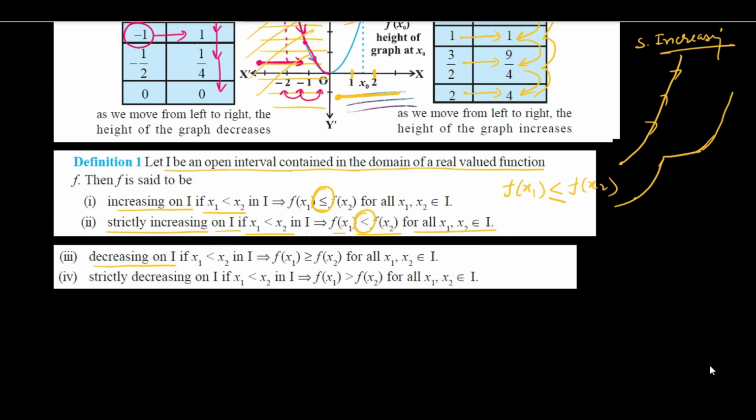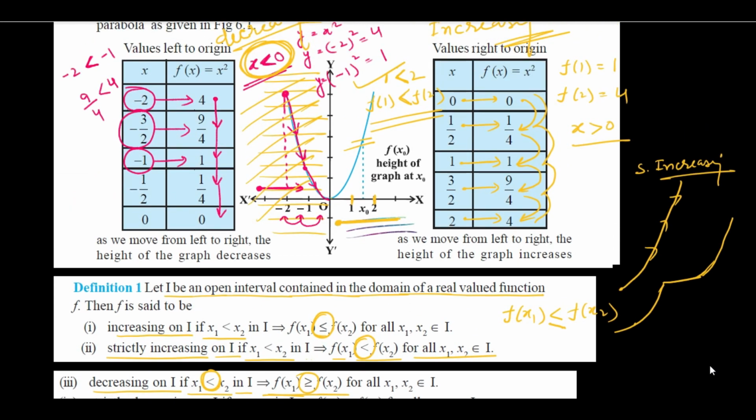Now for the decreasing, x1 is less than x2 in I. This implies that f(x1) is greater than or equal to f(x2). Opposite: x1 is less than x2 and f(x1) is greater than f(x2).